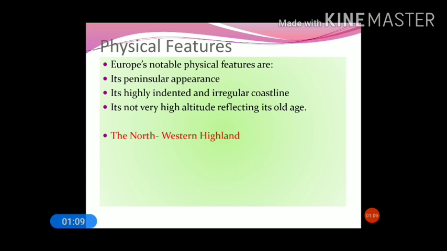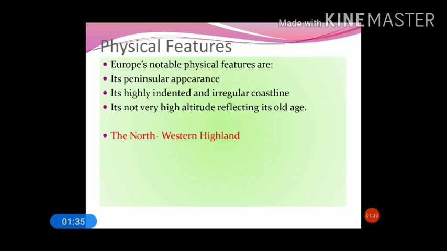Let me tell you what a peninsula is exactly. A peninsula is a landmass which is surrounded by water on three sides, and on the fourth side it is a landmass. Any such type of landmass is termed as a peninsula, and Europe appears like a peninsula because it has water bodies on almost three sides.